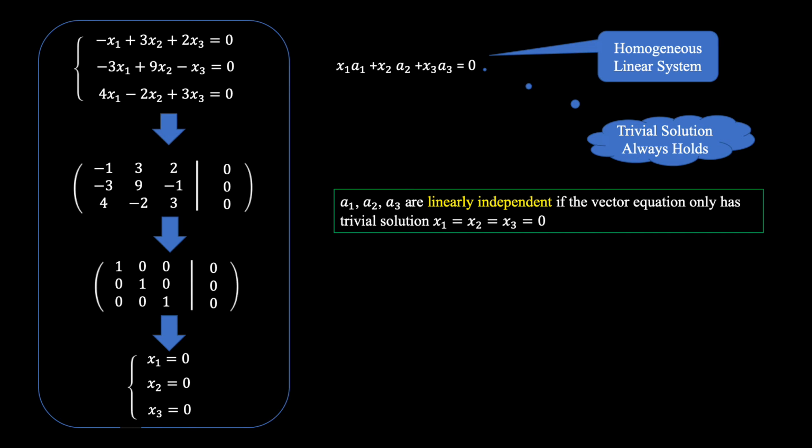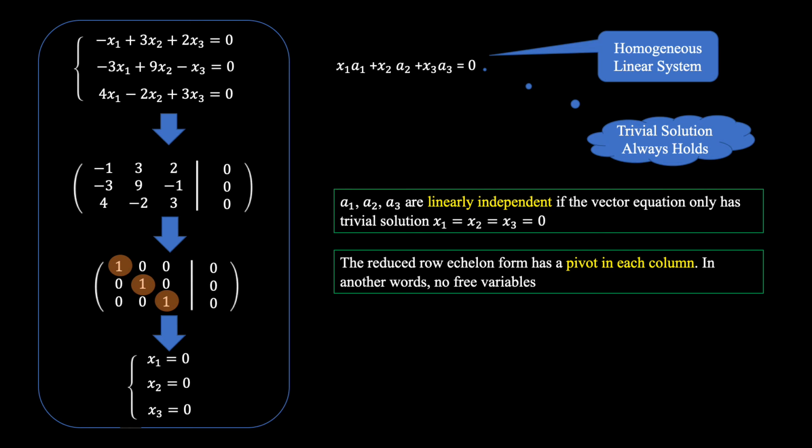How would this happen? Let's make a little bit more observation. It's not difficult to find that in this example there is no free variable in its reduced row echelon form. In other words, the reduced row echelon form has a pivot in each column. This example is a homogeneous linear system with only one solution, which is the trivial solution.